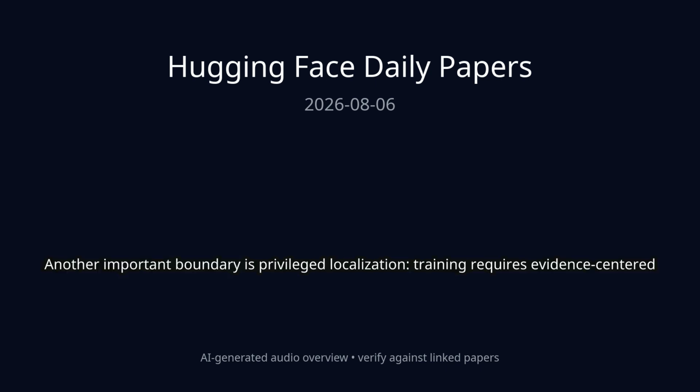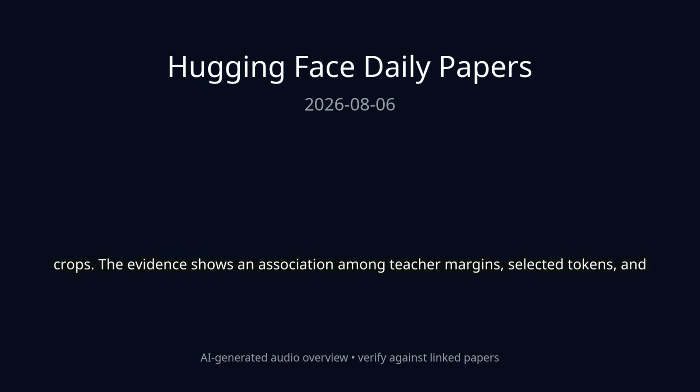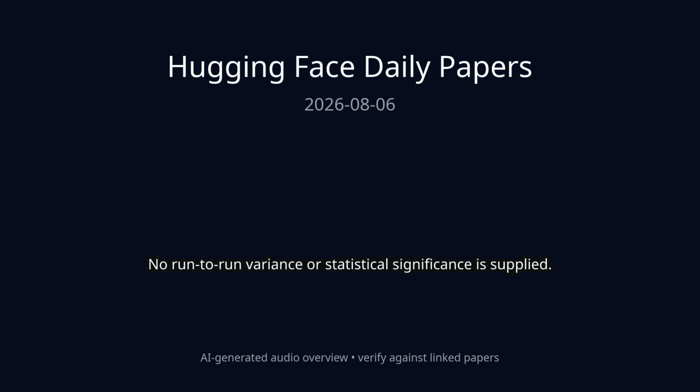Another important boundary is privileged localization. Training requires evidence-centered crops. The evidence shows an association among teacher margins, selected tokens, and accuracy, but it does not prove that the margin causally measures visual grounding. No run-to-run variance or statistical significance is supplied.